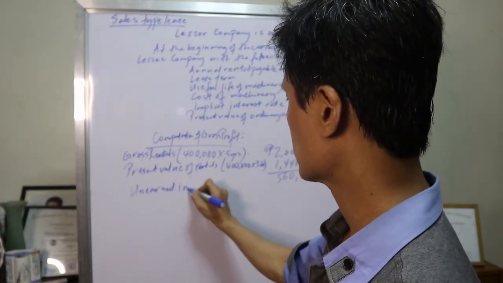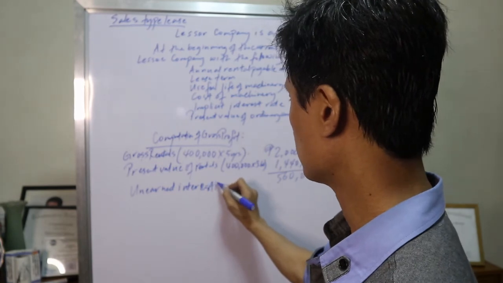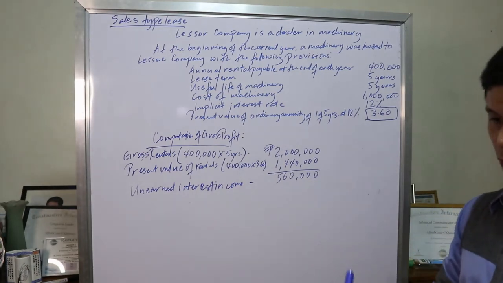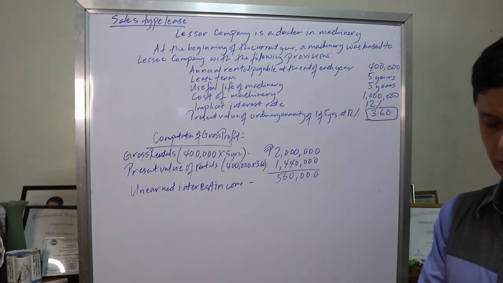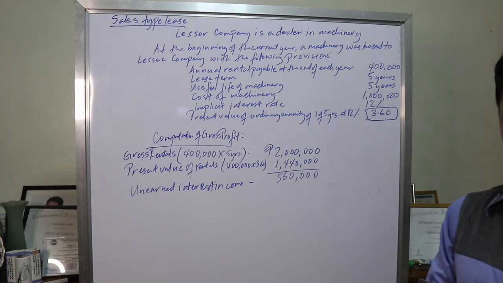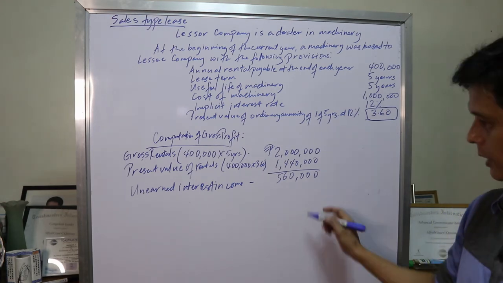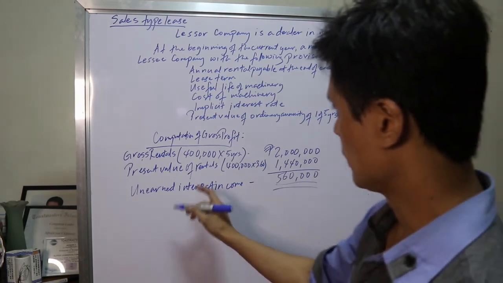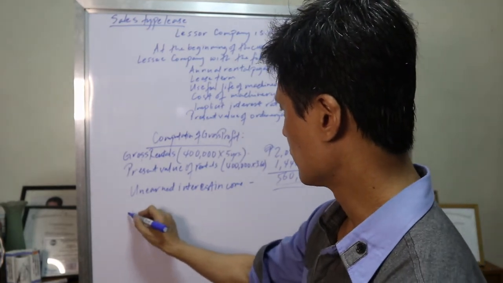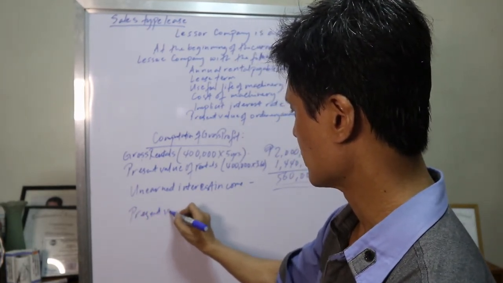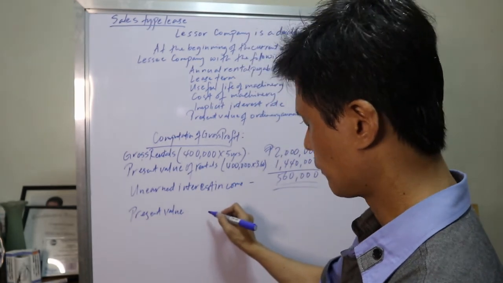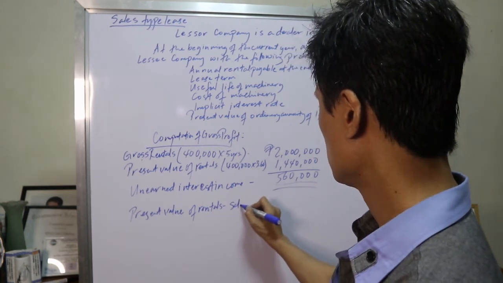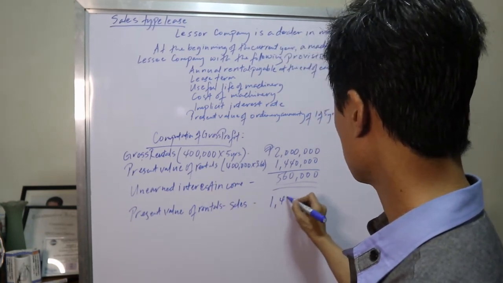Of course, this would also be amortized during the life of the lease term. So we put a double rule. And then we're going to compute for the gross profit. We start with the present value of rentals, which is actually the sales. So this would be 1,440,000.